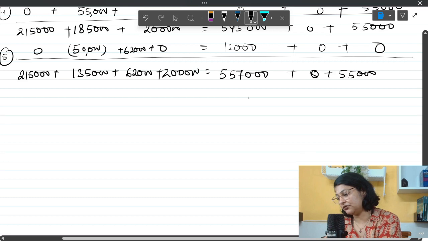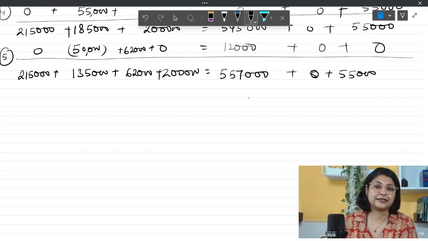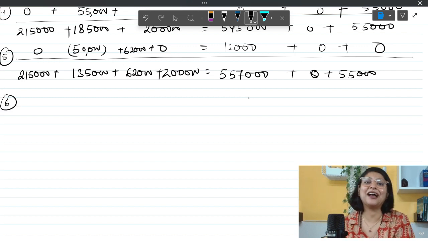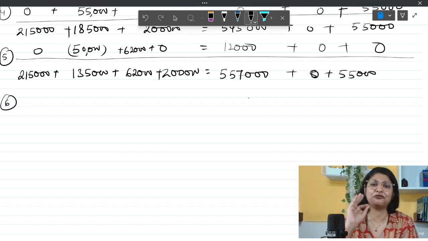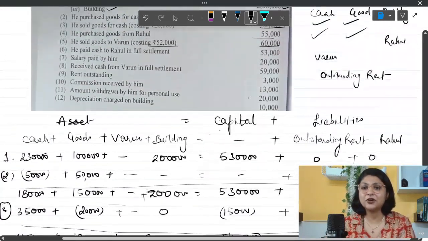Let us check. 2,15,000 plus 1,35,000 plus 62,000 plus 2 lakh rupees is coming to 6,12,000, and on the other hand side also is coming 6,12,000. So once again my accounting equation is telling each time after doing a new transaction you have to check whether your accounting equation is tallying or not. Now let's go for the next one.